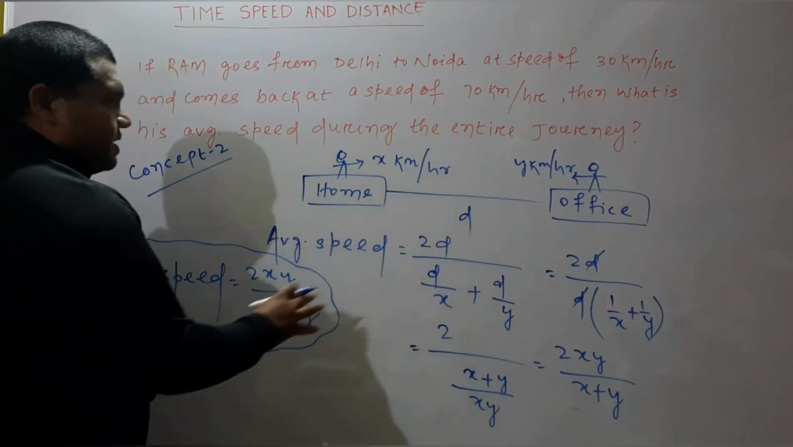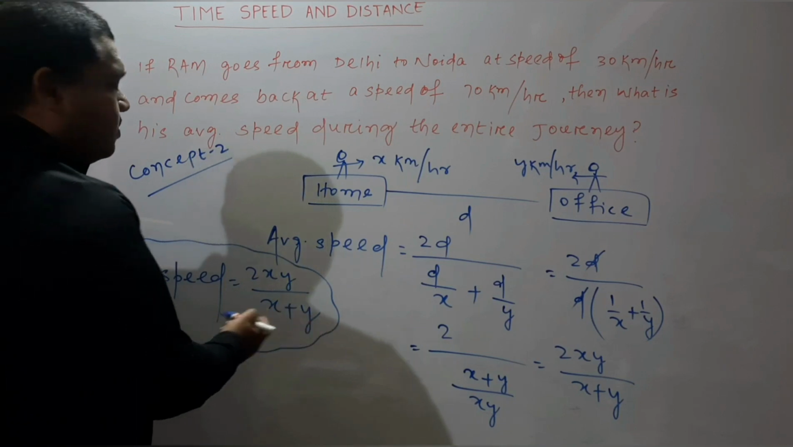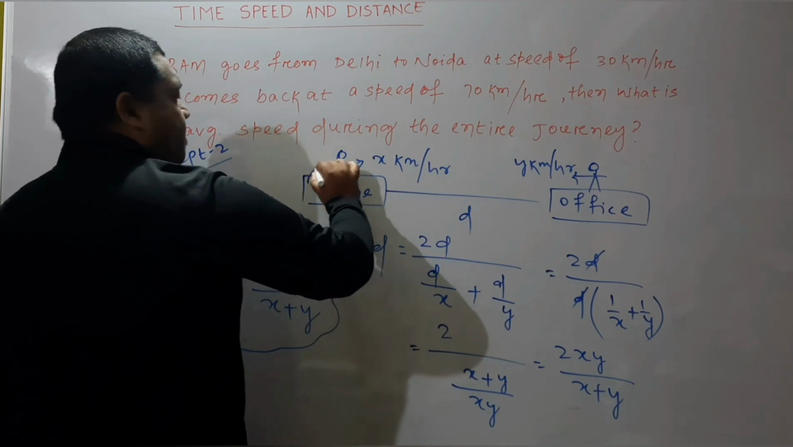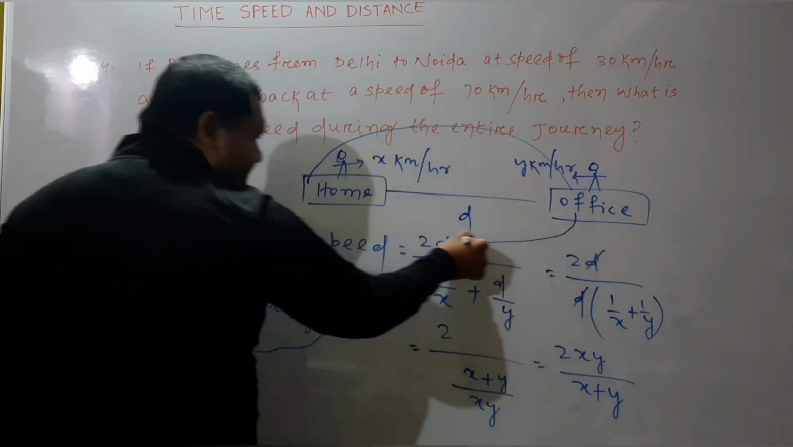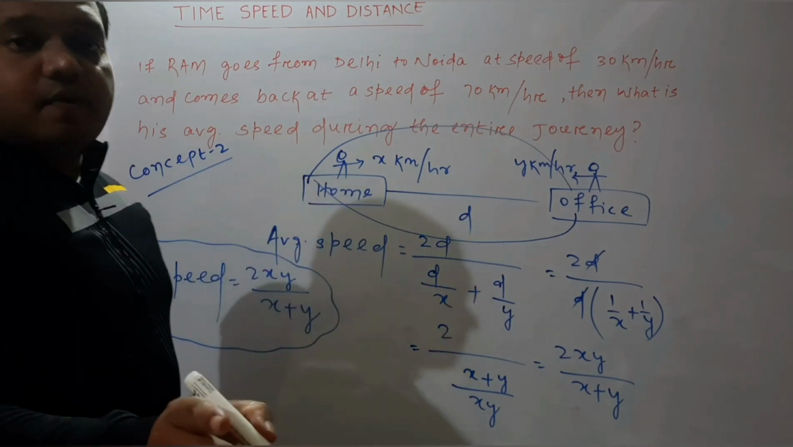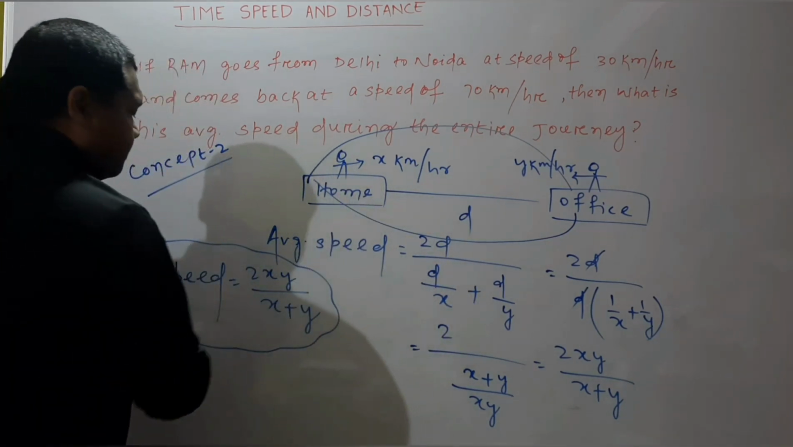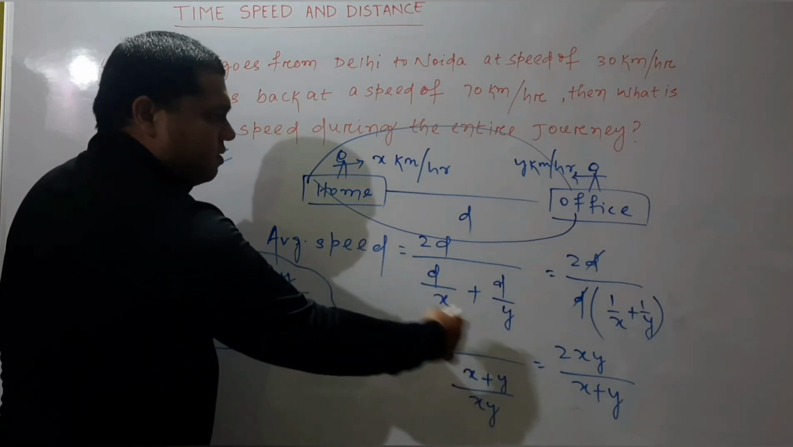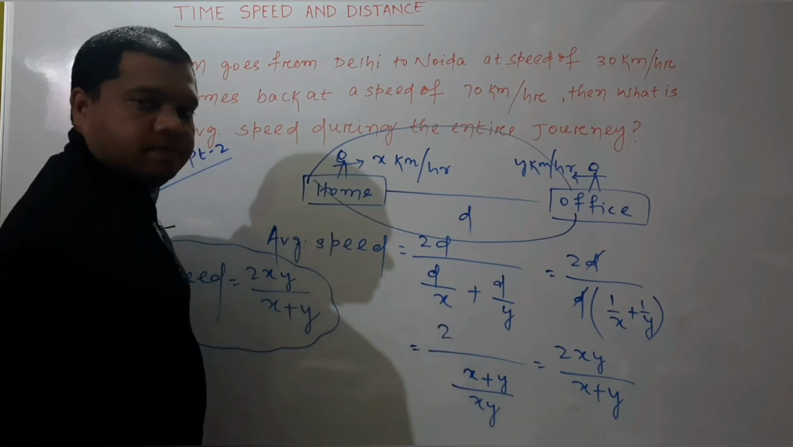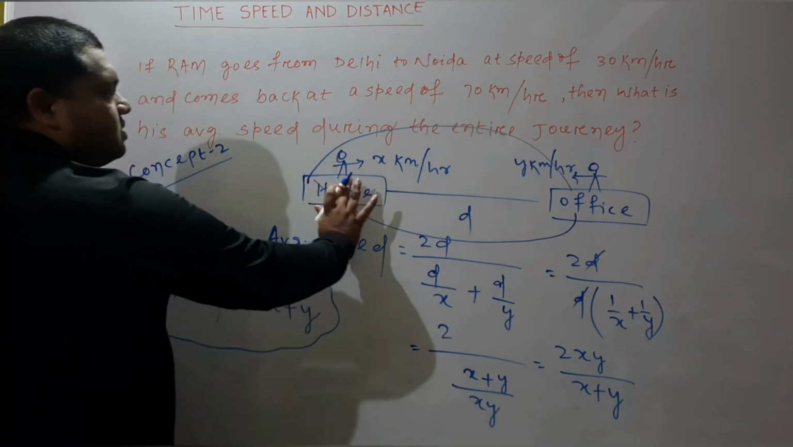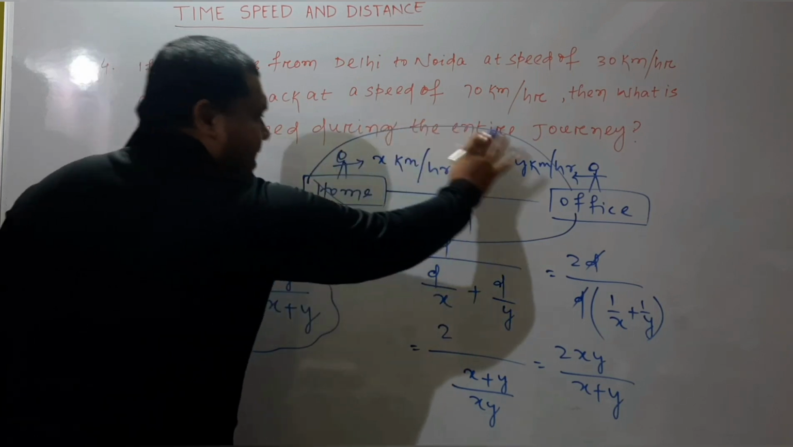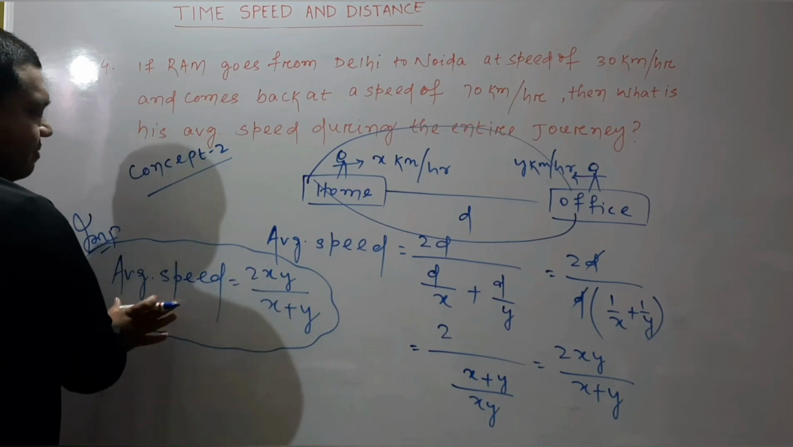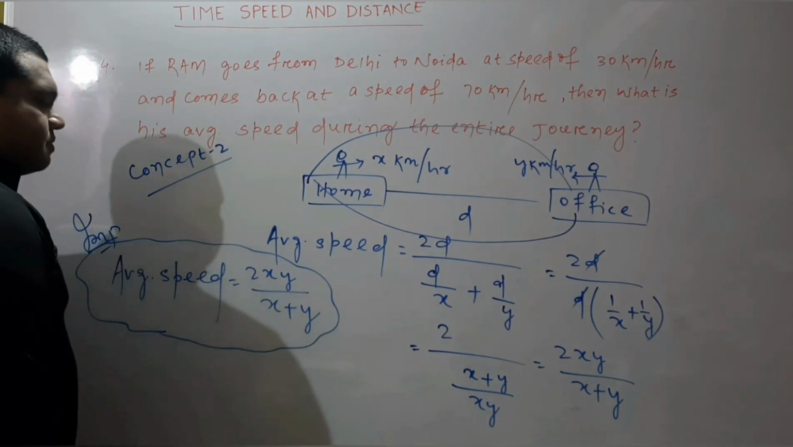Okay, so when you apply this formula, that is also very important. When you start your journey from a point and again return back to that point, at that condition you apply this formula. Average speed is equal to 2xy divided by x plus y. Otherwise, you calculate from the basic. But if you start from a point and return back to that point, directly you use this formula. Remember this formula, average speed is equal to 2xy divided by x plus y.